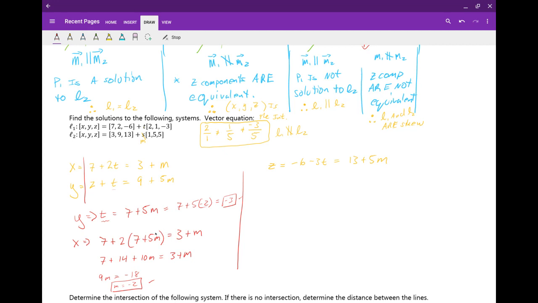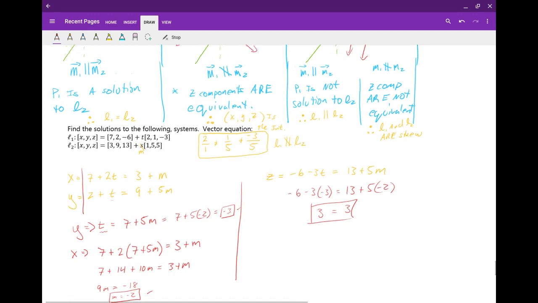Okay? And so now what you do is you take this m of negative 2 and this t of negative 3, and you go ahead and you throw it in over here. So look at this. Negative 6 minus 3 times t. Well, t is negative 3. And 13 plus 5m. m is negative 2. And there you go. You now look to see if the two sides of your equation are the same, right? So what's a negative 6 plus 9? Well, it's 3. What's a 13 minus 10? It's 3. Oh, look at that. They are the same. Look, I got 3 equals 3.